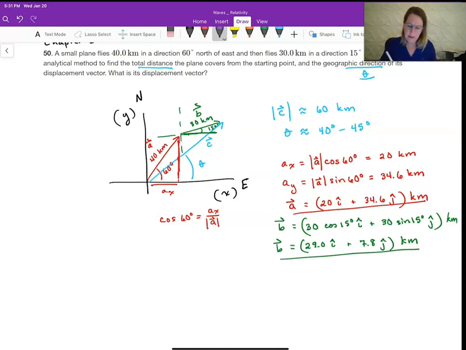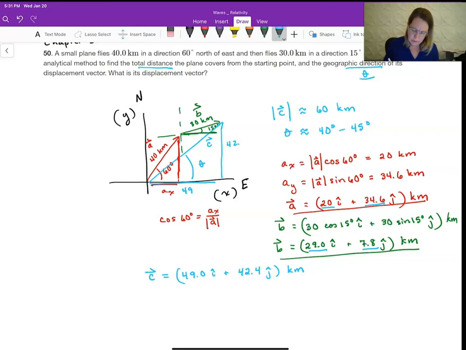So I can get then that c is just adding the x part. So 20 plus 29 is 49.0 i hat. And then I add these two parts, plus, let's see, that's a 4, carry a 1, I think that's 42.4 j hat kilometers. And so that's the value of c, but that tells me the components of c. That tells me that c is 49 this way and 42.4 that way, kilometers.